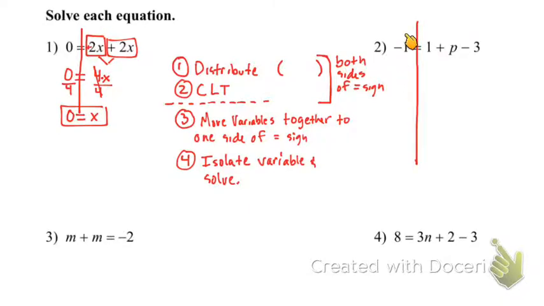All right, left side, is there anything to distribute? No. Anything to combine like terms? No, it's only negative 1. Right side, anything to distribute? Nope, no parentheses. Combine like terms, and the answer is yes.